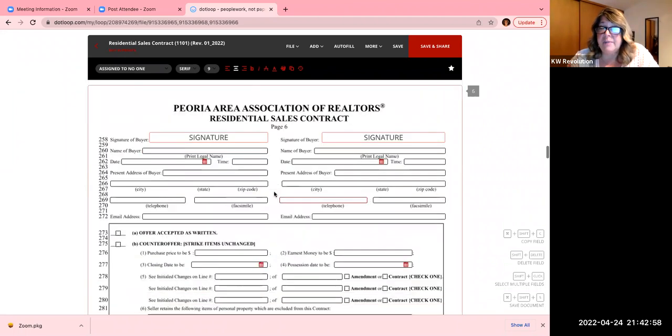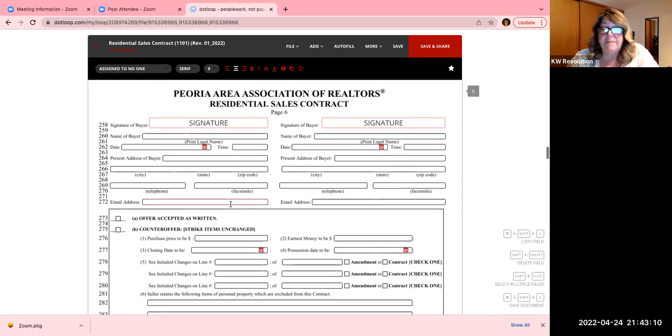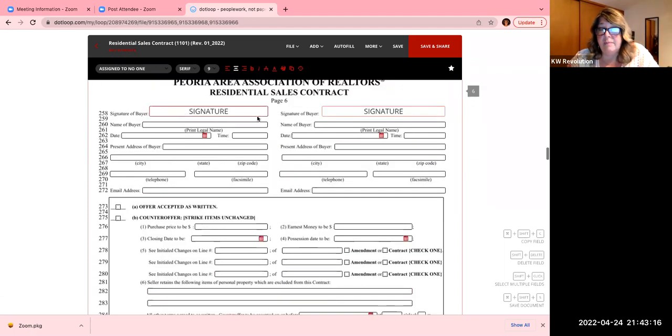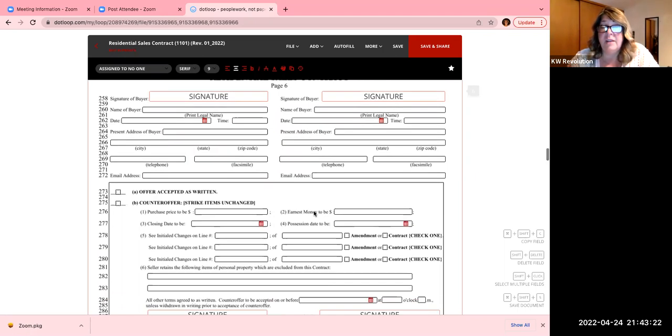This page here is basically where we're putting all the information for the buyers. Do make sure that that is filled out, except for facsimile. That is a fax number, and very few buyers have a fax number, so you don't need to worry about that. This is where the seller will respond. So this is actually signed by the buyer. It is dated and timed because that can be important, especially in a multiple offer situation.